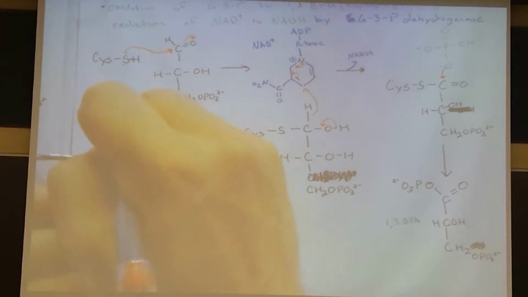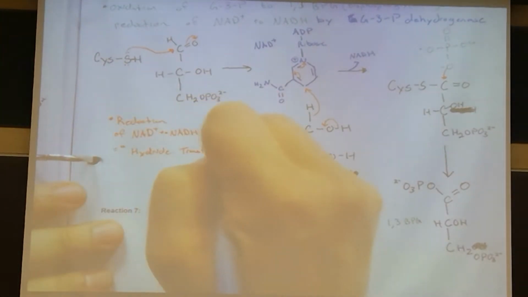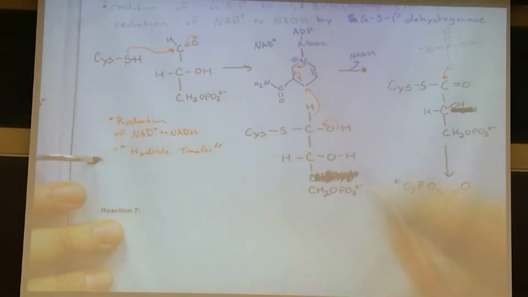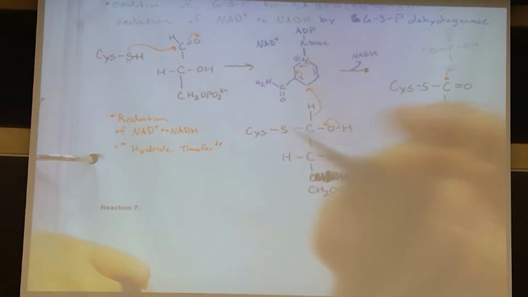Two last points. One, reduction of NAD plus to NADH also is known as a term called hydride transfer. You see a hydride transfer reaction. Movement of electrons. How many electrons? The phrase hydride transfer should give this away. What is a hydride? If you don't know, let's count our oxidation states.